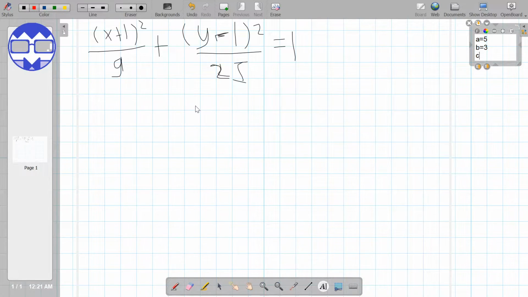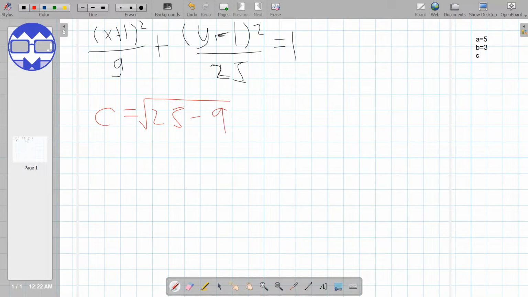Now for C, C is equal to the square root of A squared minus B squared. I'll just write it to be very clear. So C equals the square root of 25 minus 9, and this gives us the square root of 16, which is 4. So we can type here 4. Now we can erase here and try to create a graph.